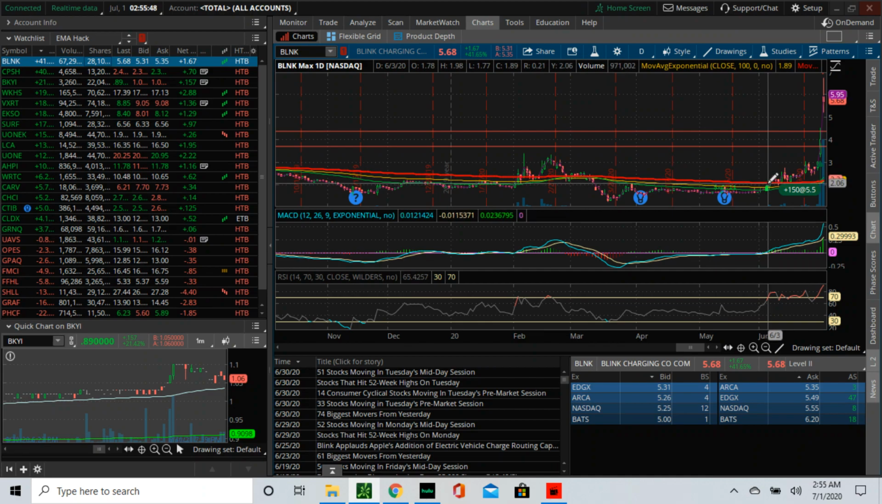Now, mind you, when it comes to these stocks, when you have the 50 EMA crossing over the 200 EMA, 9 times out of 10, that stock will go higher. When you have that cross, I think it's called the golden cross, expect the stock to go higher. And that's what happened here. It's starting to go higher here.